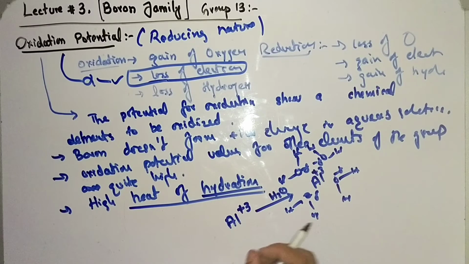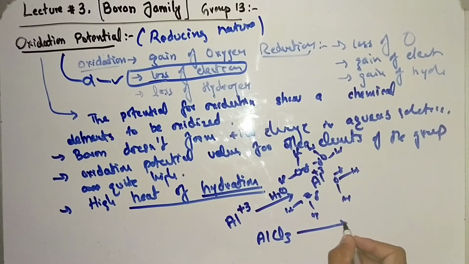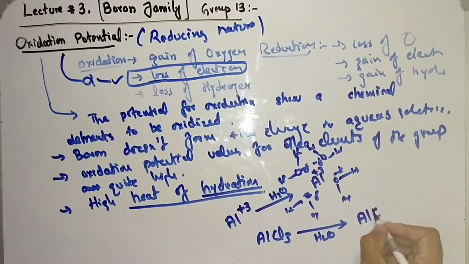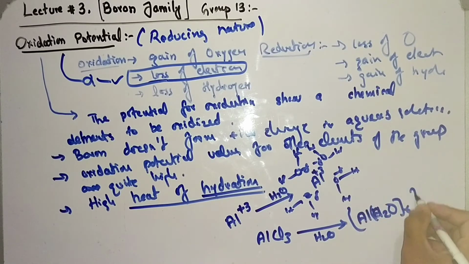Addition of water means, let's suppose here is AlCl3, aluminium with 3 chlorine added. In case of aqueous solution, when you add aluminium chloride to water, it will generate into Al(H2O)6 plus 3.